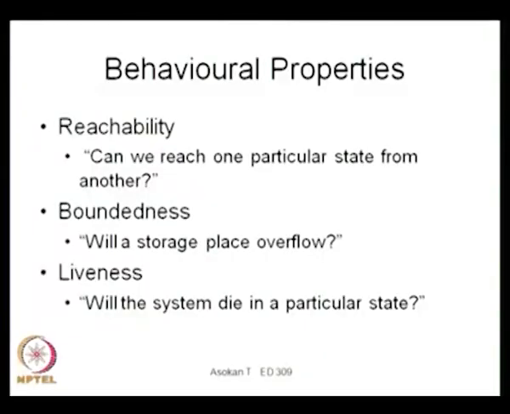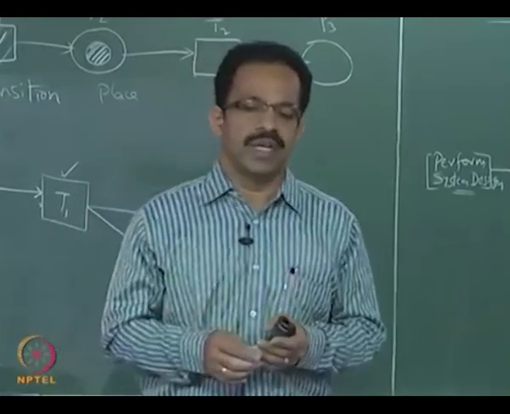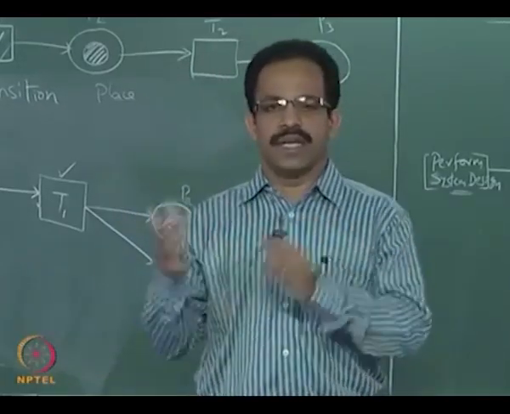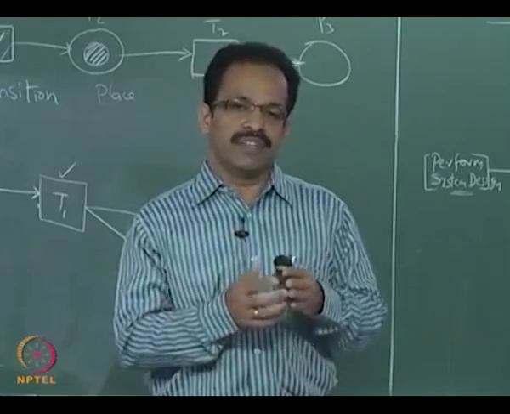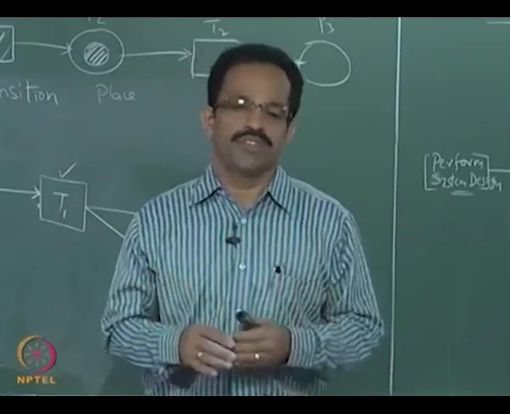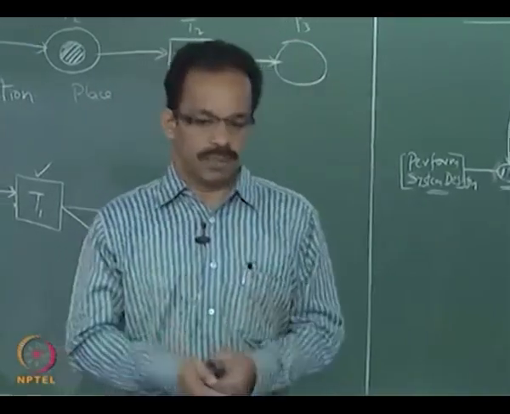Another one is boundedness. Will a storage place overflow? In some cases, if you have a storage or a location where you have multiple storage facilities and you are getting supply from different resources, there is a possibility of an overflow of that particular storage. What is the situation under which we need to place an order so that we make sure the optimum usage of the storage space is done? That scenario can be modeled using Petri nets.